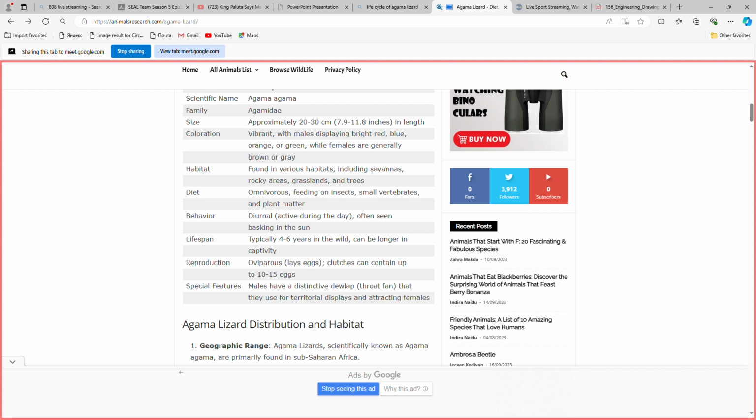And also they are omnivorous in feeding. They are omnivorous, so they feed on insects, small vertebrates, and plant matter. So lizard or agama is omnivorous in nature. And when we look at their behavior, they are very active in the day, and often they are seen basking in the sun. They love to be in the sun. And their lifespan is typically 4 to 6 years in the wild and can be longer in captivity.